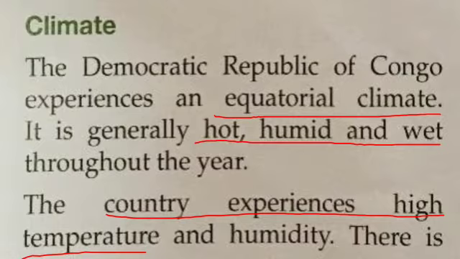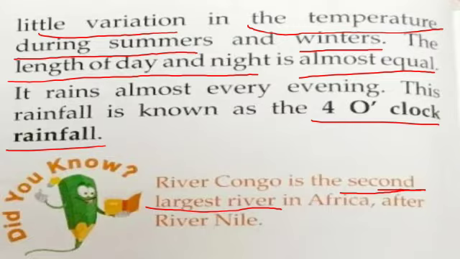DRC experiences very high temperature, बहुत ज़्यादा गर्मी होती है, and there is lot of humidity, lot of moisture. There is little variation in the temperature during summers and winters. Winters और summer के temperature में बहुत ही कम difference होता है. The length of day and night is almost equal. It rains almost every evening, at 4 o'clock. That's why it is known as 4 o'clock rainfall.